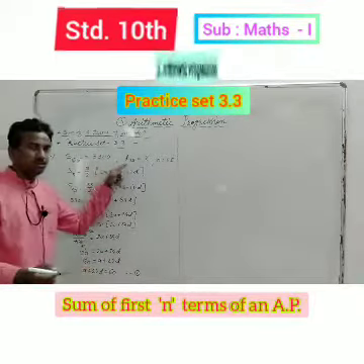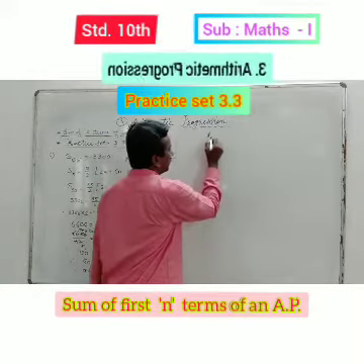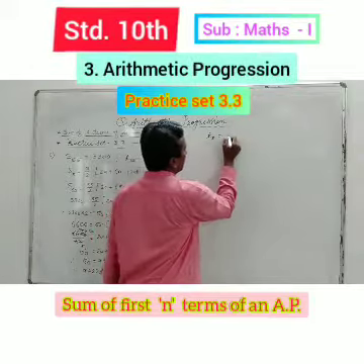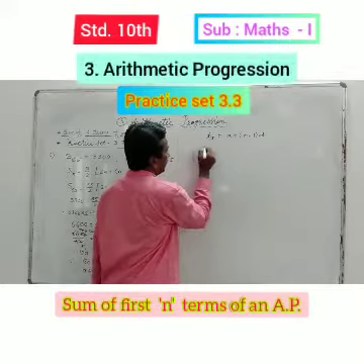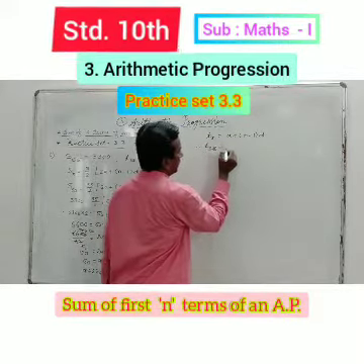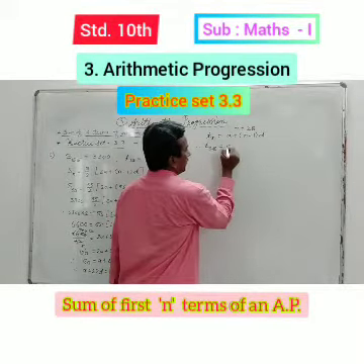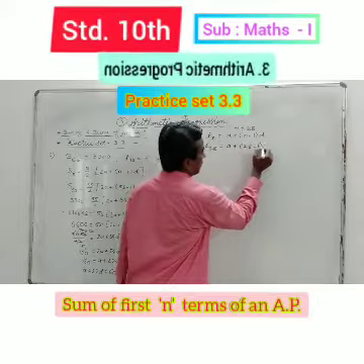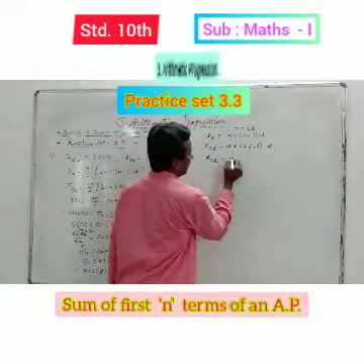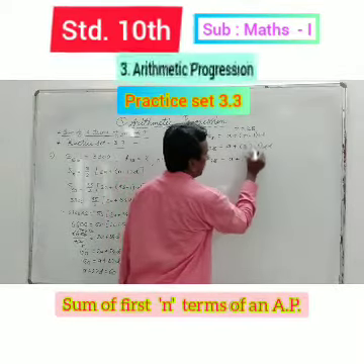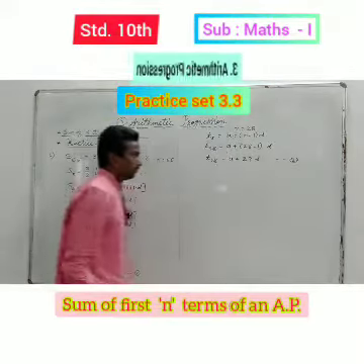Now we have to find out the value of 28th term, that is T28. We know the formula for nth term, that is Tn equal to a plus n minus 1 into d. We have to find out value of T28, means value of n, n is equal to 28. Then a plus 28 minus 1 into d. T28 is a plus 28 minus 1 is 27d. Suppose this is equation number 2.